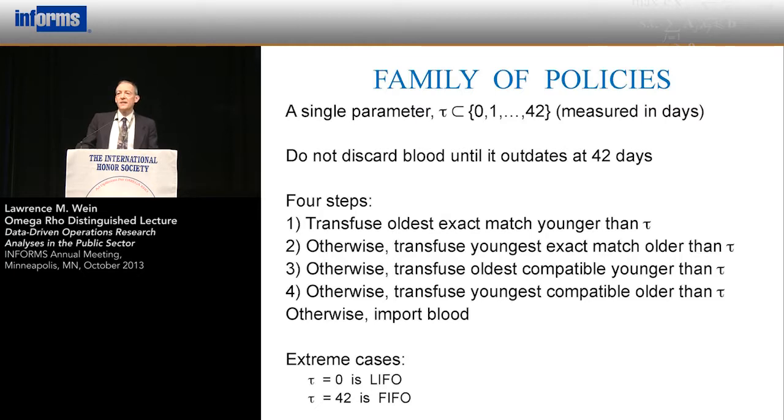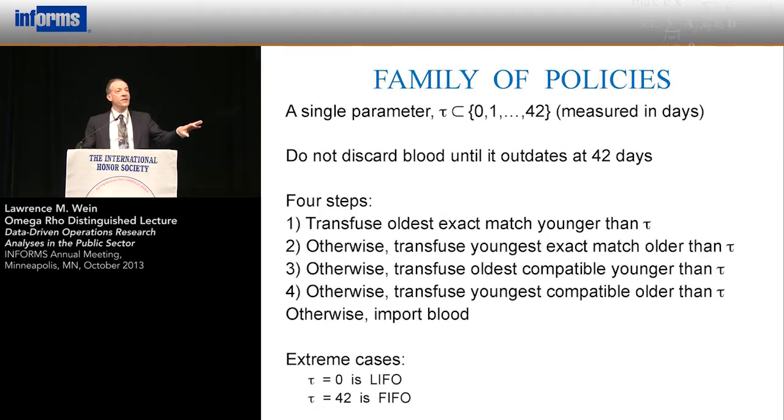Like the existing policy, we're only going to throw away blood when it hits 42 days. And like the existing policy, we're going to focus first on an exact match and then look at a compatible match after that. So again, let's assume we have an A positive patient. We first look at our A positive blood. For concreteness, let's choose a value of tau, say 14 days. First we look for the oldest blood that's younger than 14 days. We look for 13-day-old blood, there isn't any. Look for 12-day-old blood, there isn't any.